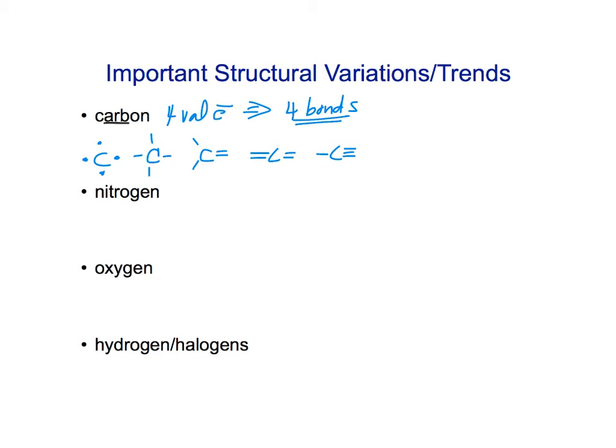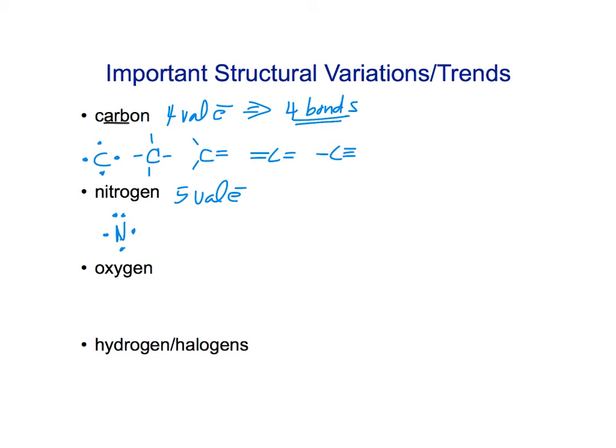All right, what about nitrogen? How many valence electrons does nitrogen have? Nitrogen is right next to carbon. It has 5 valence electrons. Let's draw the nitrogen out. Here's 1, 2, 3, 4, 5.